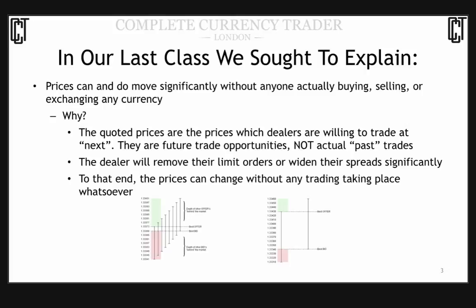Remember, the Forex market is an auction market. It's not a transaction market. It's an auction market. So just like an auction where prices can move without the transaction being completed, that's the same thing that happens here. We've got the market makers putting prices out of where they're willing to buy or sell. Those are with pending orders, and that, of course, is what shows up on our platform. The dealer can remove their orders. They can widen spreads. There's a lot of things that can happen out there, and to that end, we've got prices that can be changing without trading taking place at all.